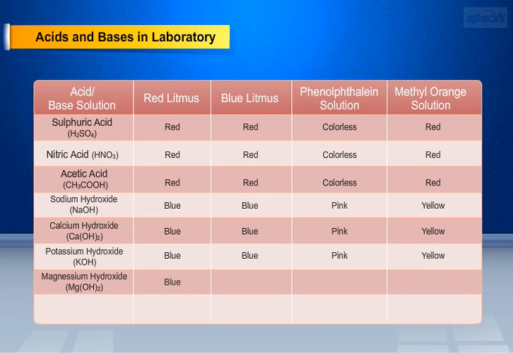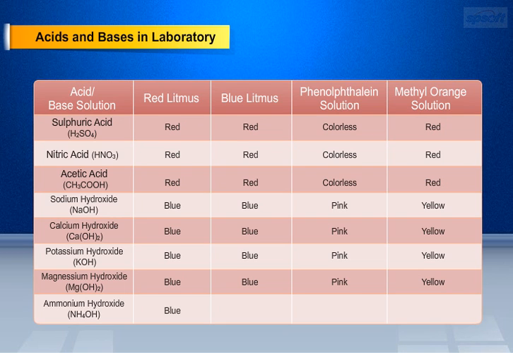Magnesium hydroxide changes red litmus to blue. Magnesium hydroxide remains the same for blue litmus paper. Magnesium hydroxide shows pink color when phenolphthalein solution is added. Magnesium hydroxide shows yellow color after adding methyl orange.